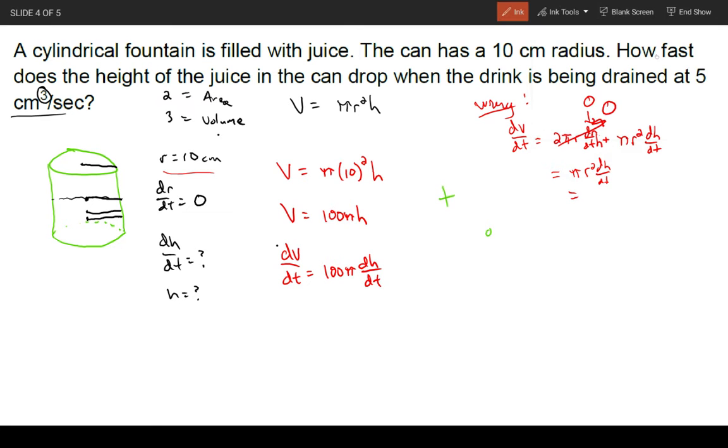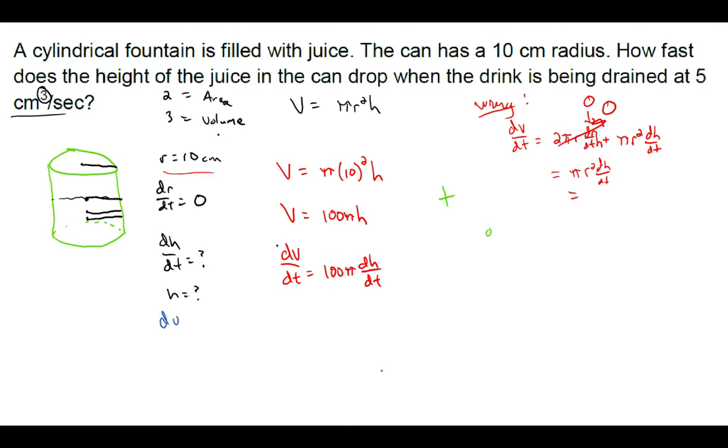We're trying to find dh/dt. And it does tell us dV/dt. I guess I didn't write that out. We should have dV/dt, which is being drained. Since it's being drained, it would be a negative 5 centimeters cubed per second. So that's going to be negative 5 equals 100 pi dh/dt. So pretty simple operation here. We're just going to divide both sides by 100 pi. So dh/dt equals negative 5 over 100 pi.